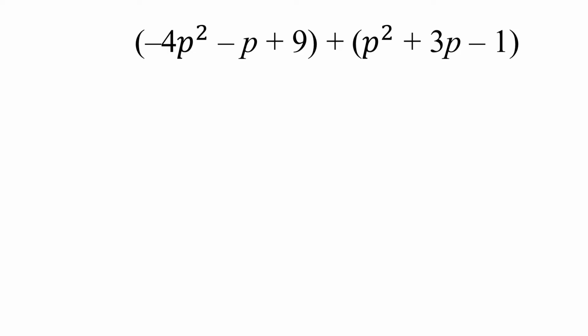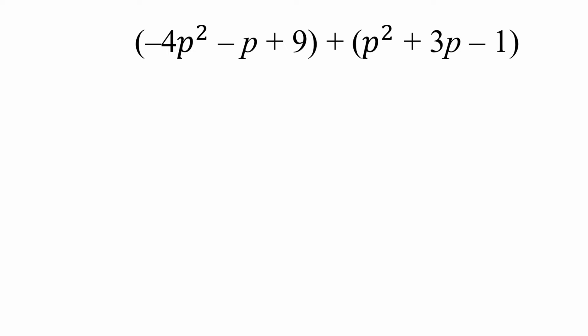So here we're adding negative 4p squared minus p plus 9, plus you're adding a different polynomial, p squared plus 3p minus 1. So these are trinomials. If you want to be more specific, it has 3 different terms, so we're adding a trinomial plus another trinomial. All you have to do when you add polynomials is combine like terms. So you're going to start with the highest exponent, and we do that because we want our answer, the polynomial, the answer in standard form.